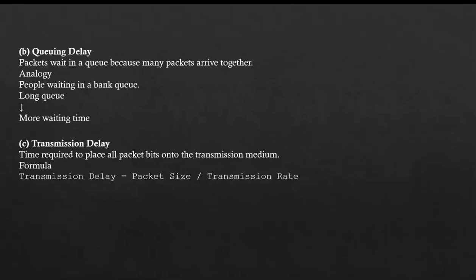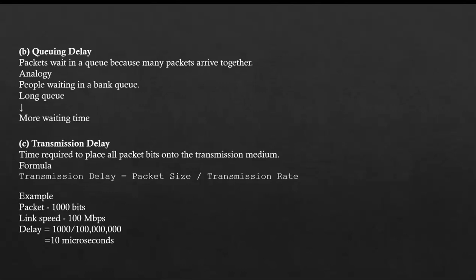How do you calculate transmission delay? It is the packet size divided by the transmission rate. For example, a packet which is 1000 bits is transmitted along a communication channel whose link speed is 100 Mbps. The delay is going to be 10 microseconds.